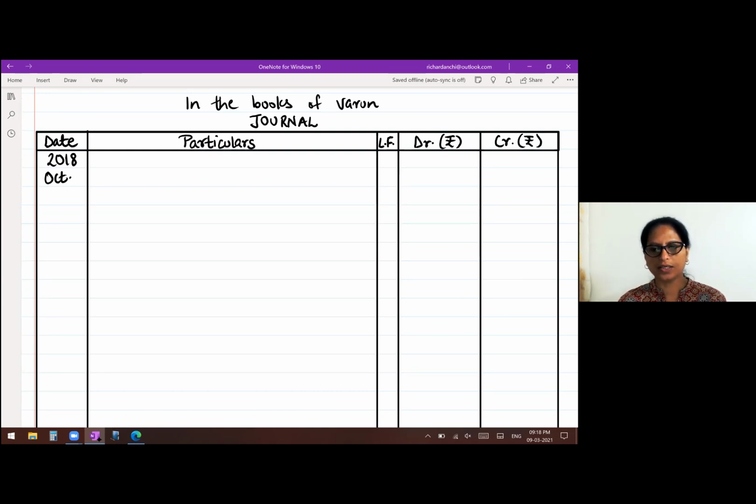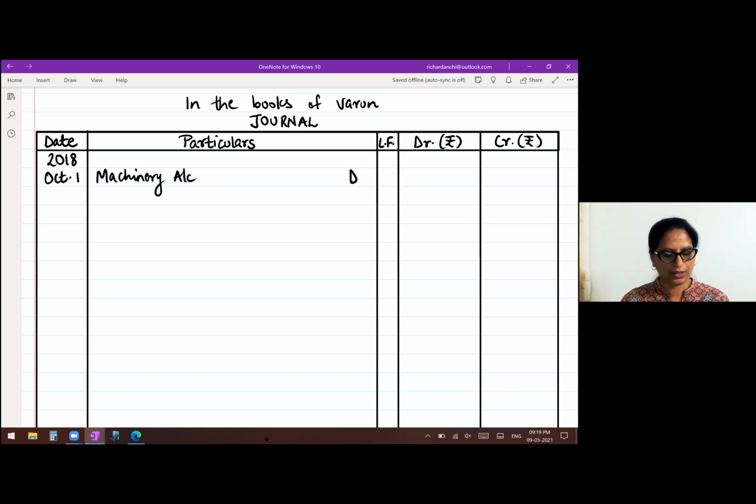Now the first transaction says purchased machinery of rupees 95,000 and paid 5,000 for freight. Now freight means transportation charges. Always it is added to the cost of the asset. Machinery is the asset, so it is added. Now here it is machinery that is purchased, so machinery account will be there. So entry will be machinery account debit.